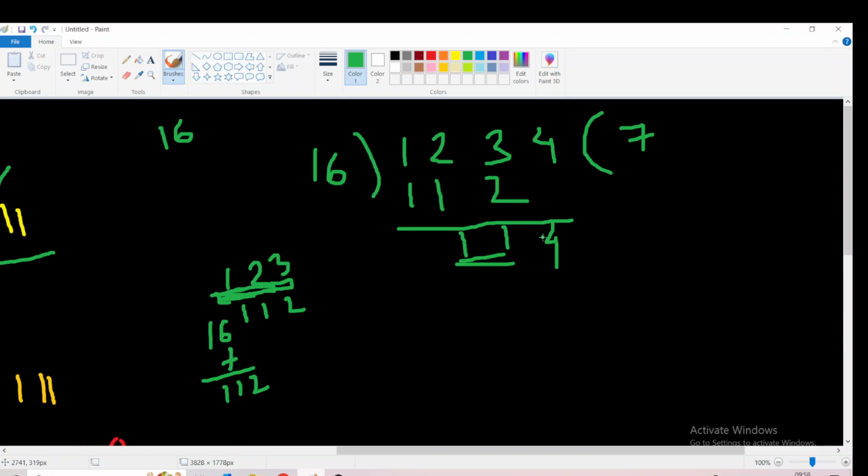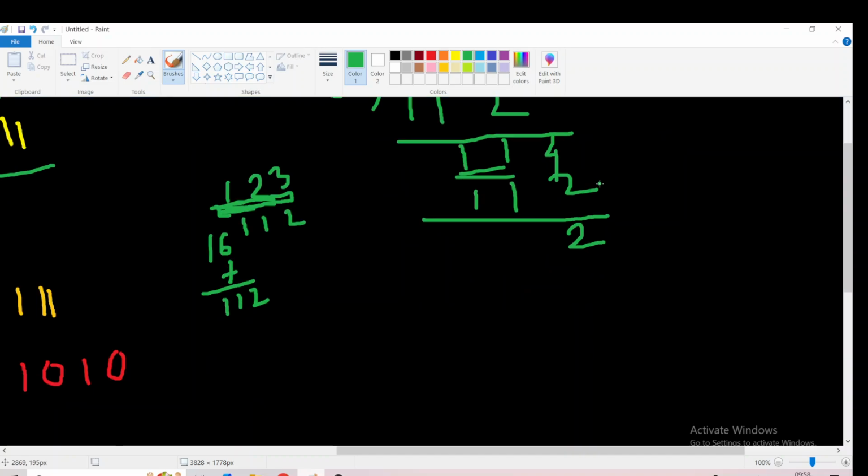Now again we'll take 7 and we'll get 112 again. Then the carry, the remainder, becomes 2, and our quotient becomes 77. For 77, again we'll check whether the first digit is divisible by 16 or not. No, then we add another 7.